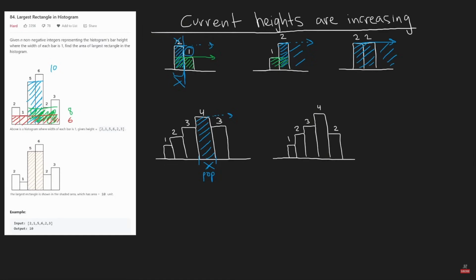What if we introduced a 2 instead? Well, the same thing will happen. We can't extend this 4 any farther, right? So all we can say is these are the boundaries of it. We started back here, and then we extended all the way until we got to this 2. So compute the area, and then pop it, right?